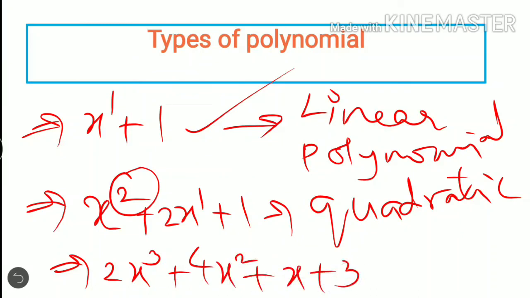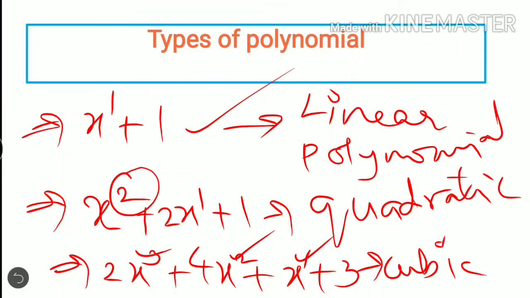In the same case, consider another example like 2x cube plus 4x square plus x plus 3. Observe here we have more than 3 terms, so it is a polynomial. You can call it a trinomial or polynomial. But if we observe the degree, we have power 1, power 2 and power 3. The highest power is 3, so the degree is 3. This type of polynomial we call a cubic polynomial.